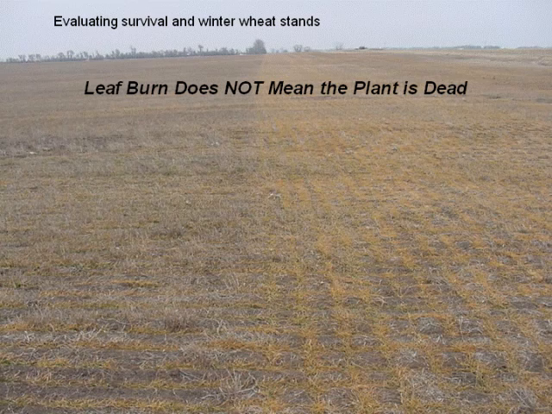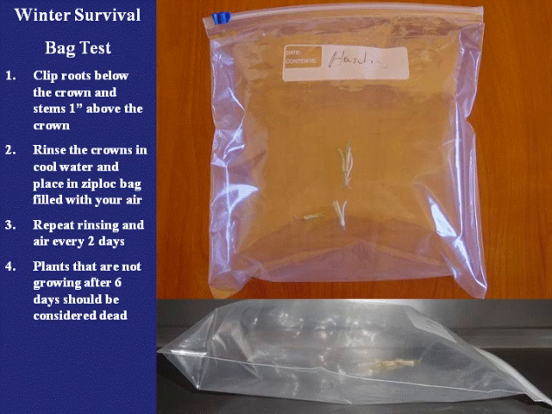Let's just follow up on that. Probably at this point, actually, some of the fields that I've seen have already greened up, but it might not be unusual for you to see a field that looks something like that coming out of the winter. All the tissue on the top has been frozen. But the fact that the upper leaves from the fall have been burned off doesn't mean that the plant is dead.